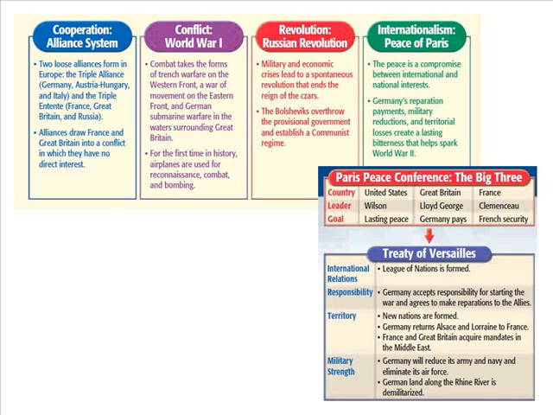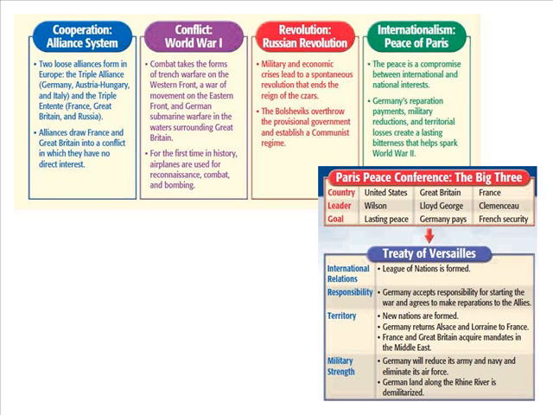Now, this is just a review page. If you see the top one where it says cooperation in the alliance system, conflict of World War I, revolution of the Russian Revolution, and internationalism and the Peace of Paris. While you look at what is said on those, that is just basically a summary of the entire chapter. And we have gone over that.